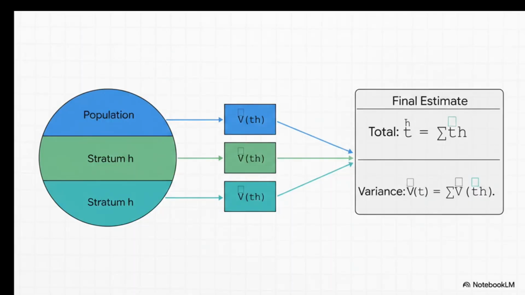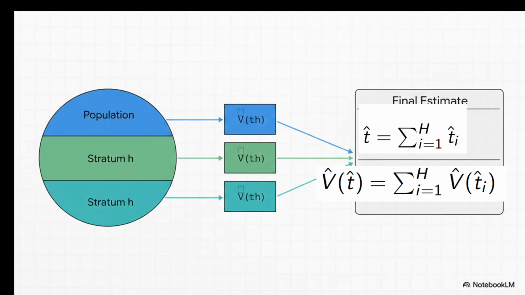And this is the mathematical beauty of stratification. Look how clean this is. To get your overall estimate for the population total, t-hat, you literally just add up the estimates from each stratum, t-hat.